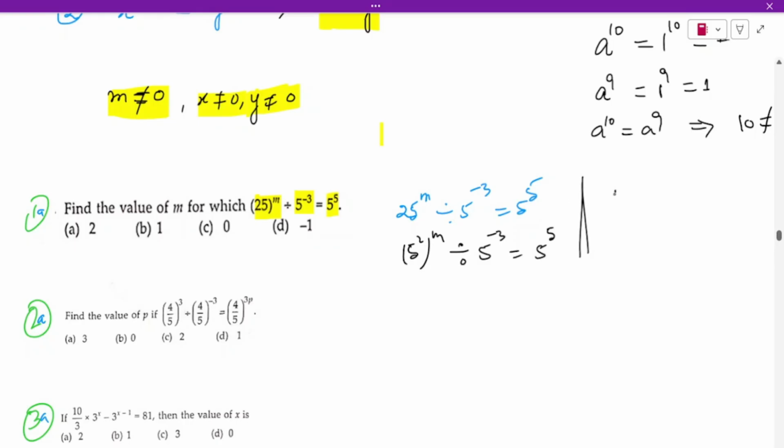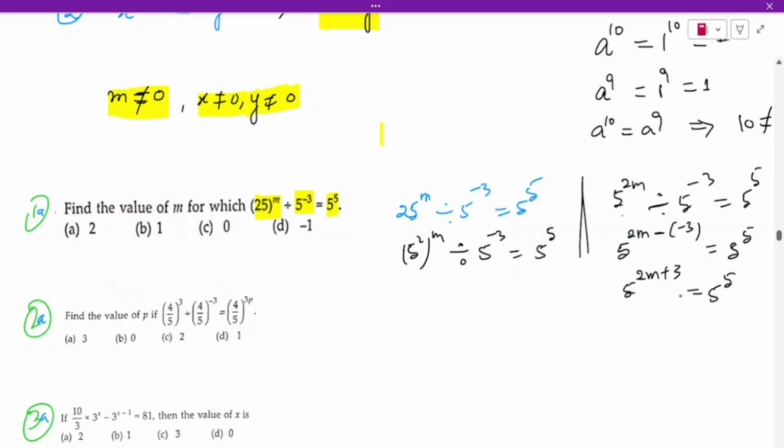This is equal to 5 to power 2m divided by 5 to power minus 3 is equal to 5 to power 5. Now as the base is the same and division is there, the powers will be subtracted. So let's write the common base as 5 and the power 2m minus minus 3 is equal to 5 to power 5. Now this is going to give us 5 to power 2m plus 3 is equal to 5 to power 5. Now the bases are the same, so the powers should be equal. So we can write it as 2m plus 3 is equal to 5.